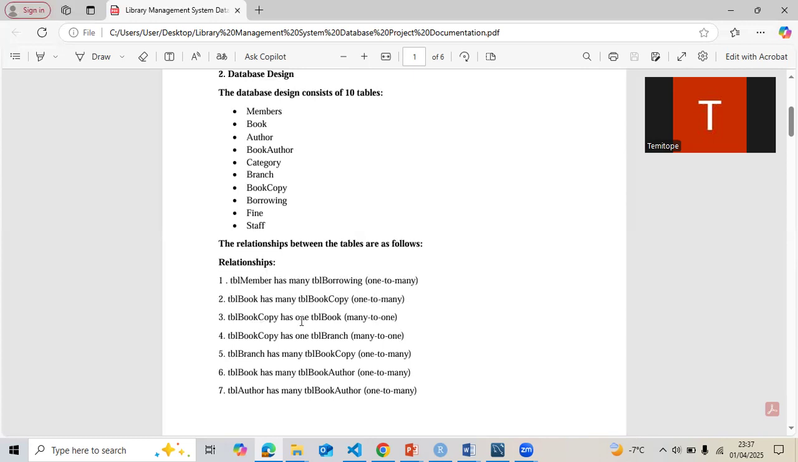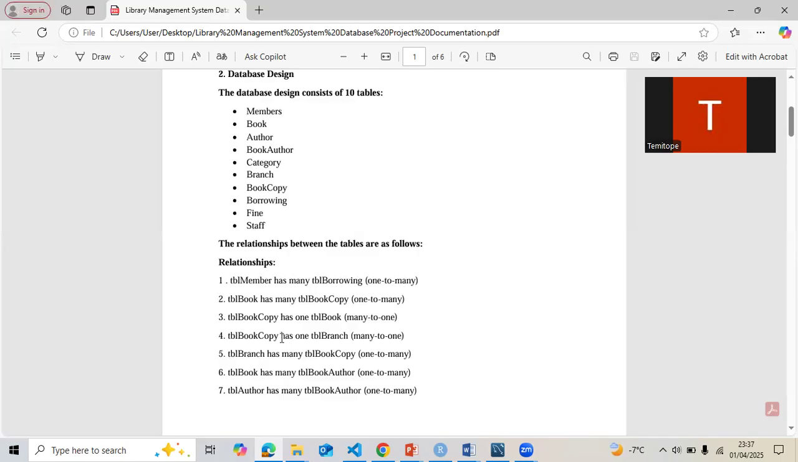Then book copy has a many-to-one relationship with the book table. What this means is that a book can have like 500 copies. Of course, it's just one book, but it has several copies. So that's the meaning of many-to-one relationship.